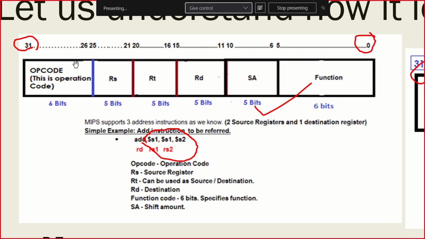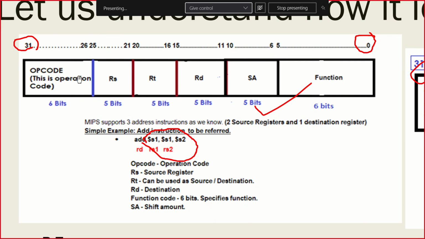I have got only 6 fields left out here, and that is for your opcode. That is nothing but your operation code. Is it clear? I made it very slow. It starts with the function, it ends with the opcode. The function code will tell you what is the function that I'm doing. Function code will tell you is it an addition operation or a subtraction operation.